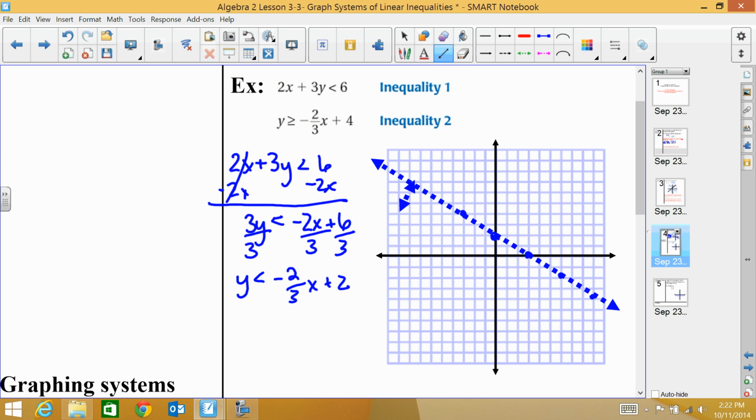So remember, you could do this thing where you draw the arrows to show which way you're supposed to shade, or you can just go ahead and shade it in. And then we would graph the second one.